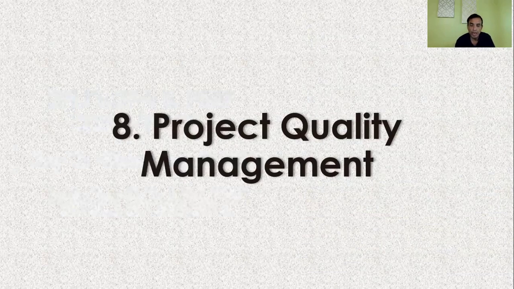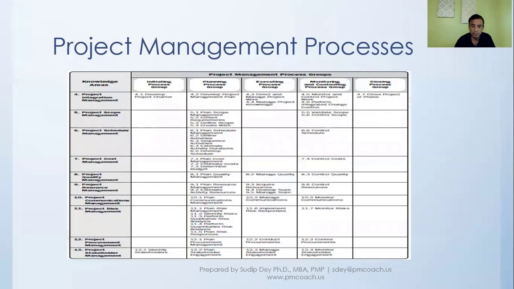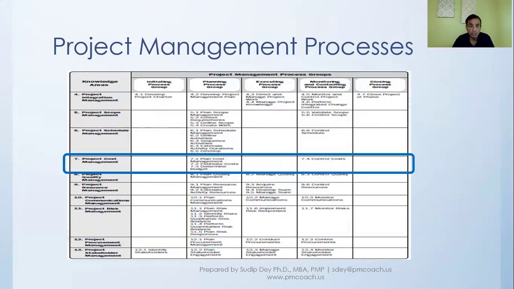Now, if we look at our process table, what we did in our last class was project cost management. And there we saw there were 4 processes that we looked at. Just as a refresher, we looked at the plan, we determined the budget, and then finally we did control cost, where we dealt with earned value management or earned value analysis.